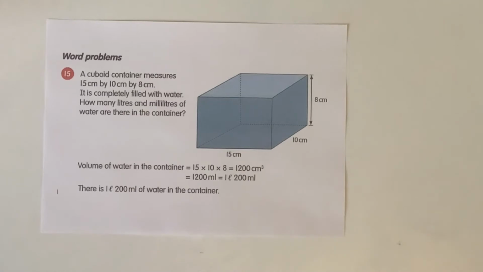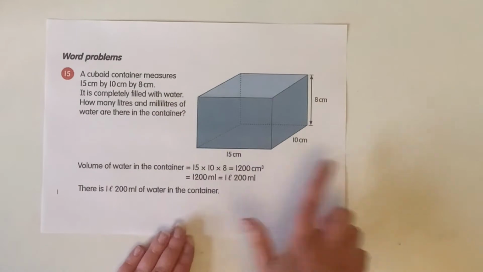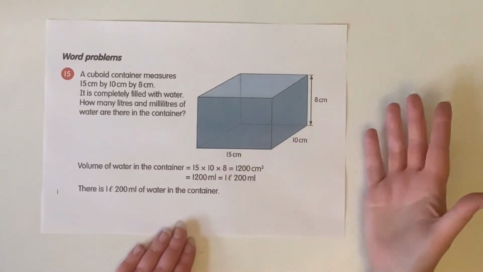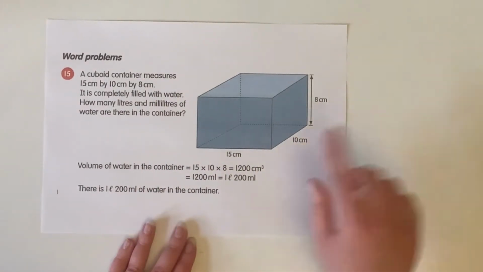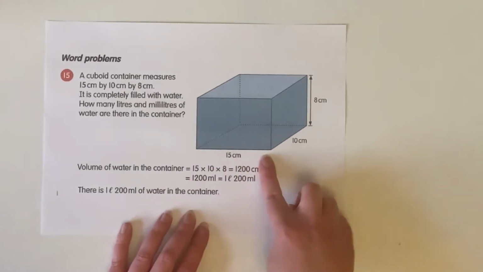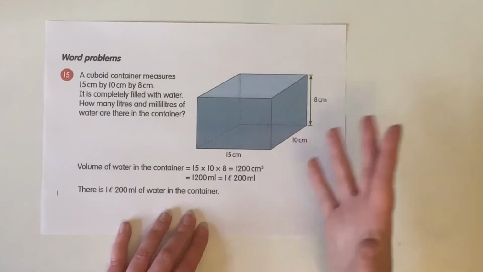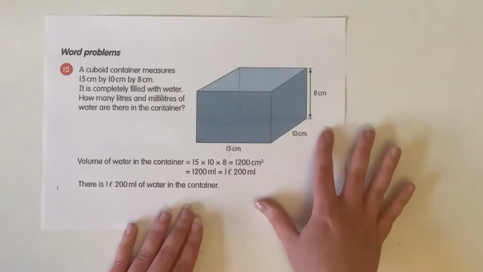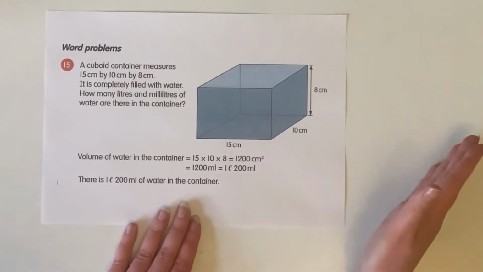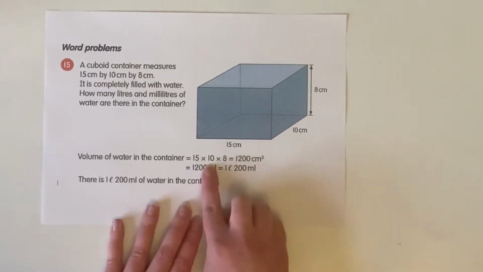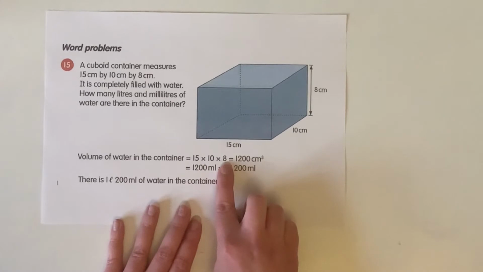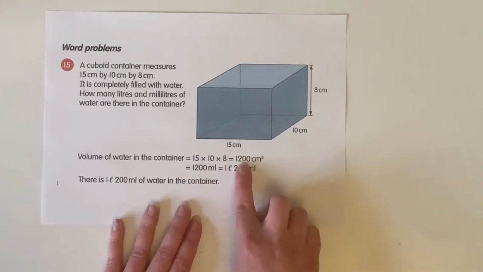So the way that we would work out how many litres and millilitres of water in the container, okay, would be to do 15 times 10 times 8. Okay, because we're looking at the capacity of it. We know it's filled, so we need to know the total capacity to find the volume of water in the container. So I know that 10 times 15 is 150. Multiply that by 8 is going to give you 1,200 cubic centimetres.